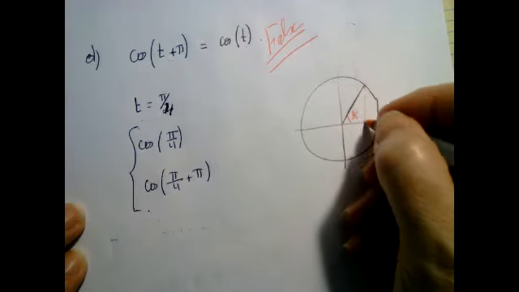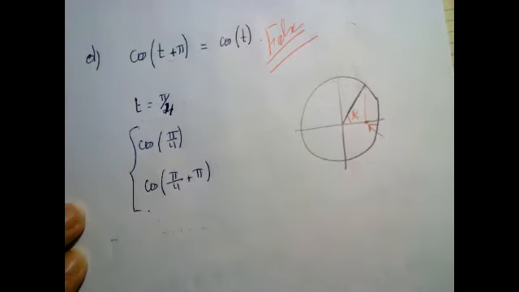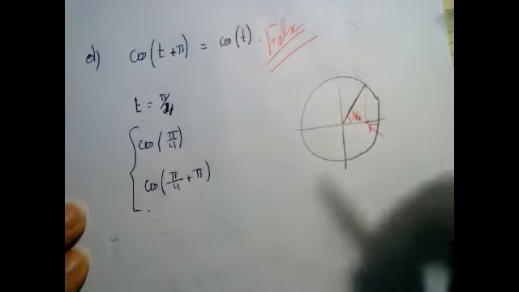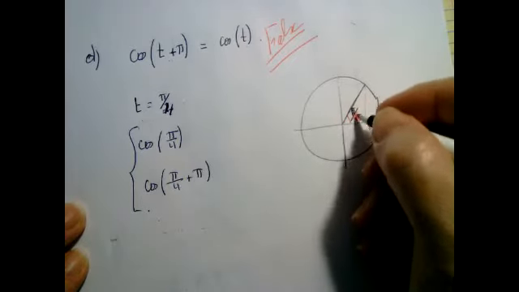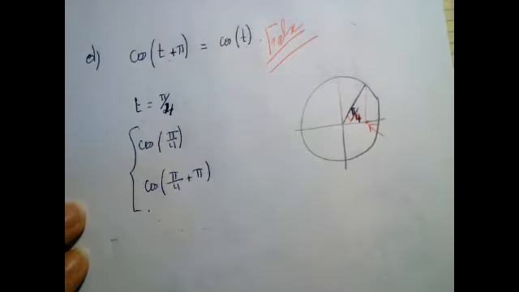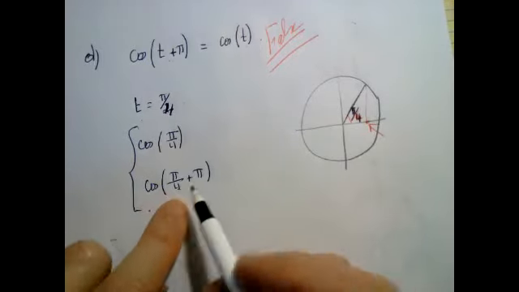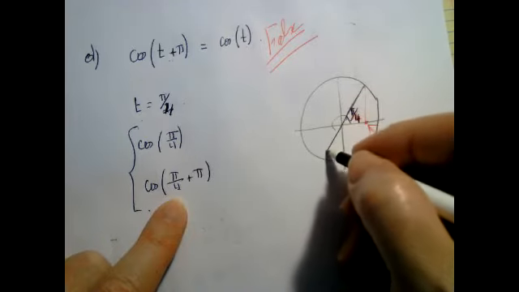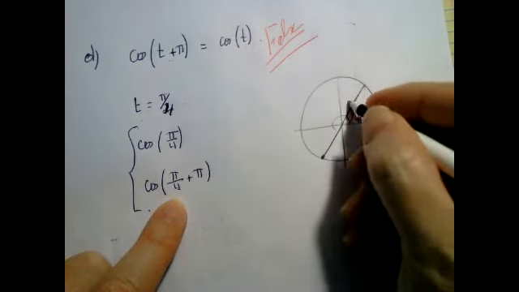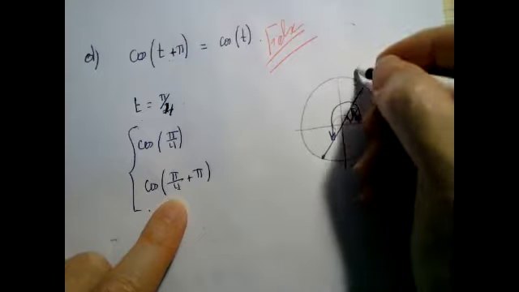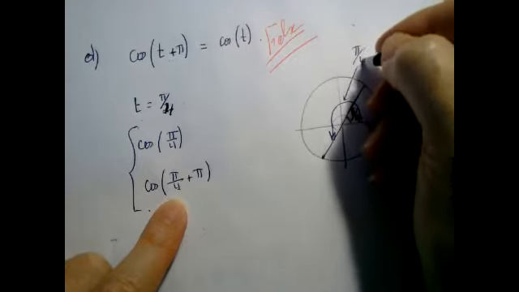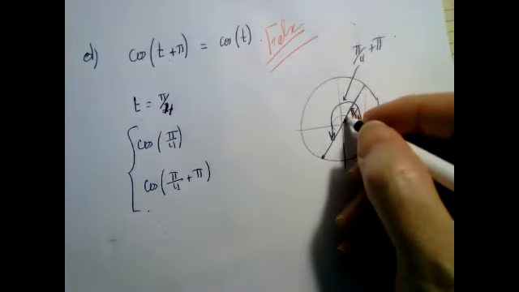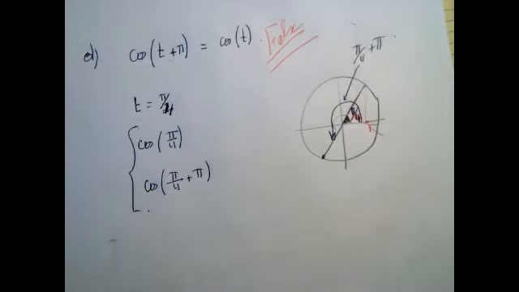So the cosine is right there. I don't think you guys can see this, I have to write in red. This is pi over 4. Now, when I take pi over 4 and add pi to it, right there, this big one is pi over 4 plus pi.